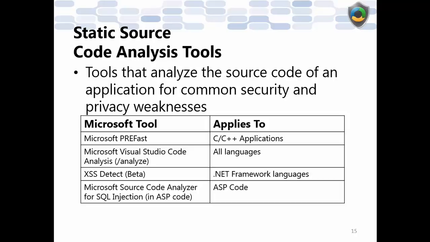When you look on the left-hand side here, the first category of testing tools is static source code analysis tools. These are tools that can scan the app's source code and alert testers to common detectable security vulnerabilities. You've got things like Microsoft's Prefast, which is a static source code analysis tool that detects certain classes of C and C++ coding errors.